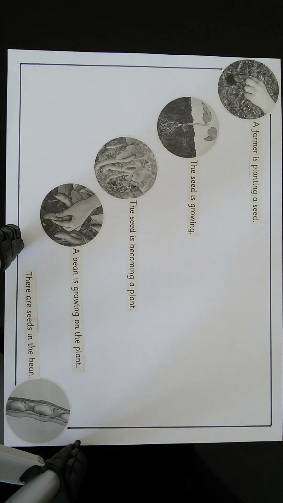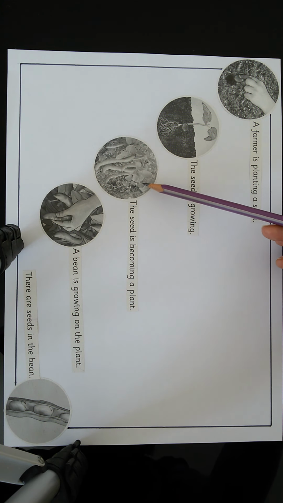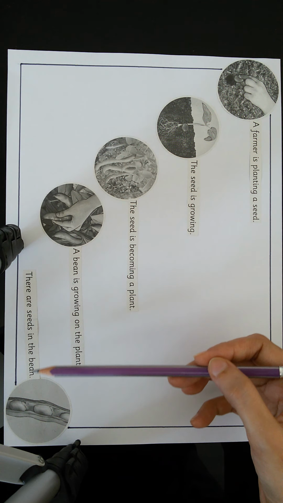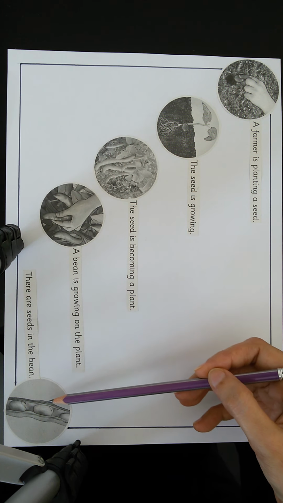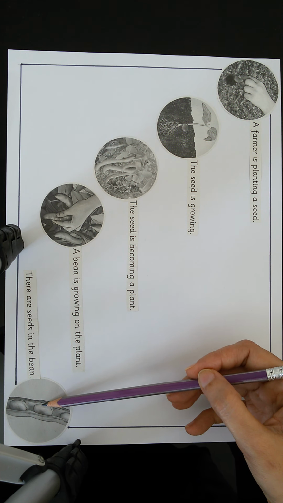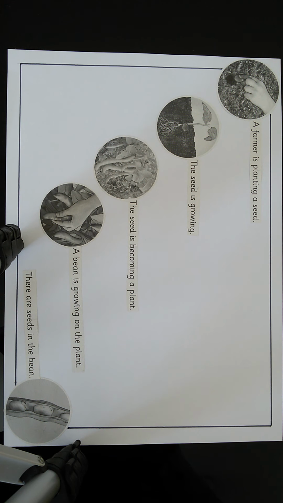Now let us learn reproduction in case of plants. In this picture, we can see a farmer is planting a seed. The seed is growing. Then the seed is becoming a plant. A bean is growing on the plant. And in the last step, there are seeds inside the bean. Now when these seeds are sown in the soil, it will again grow into a new plant. So we can see how reproduction takes place in case of plants.